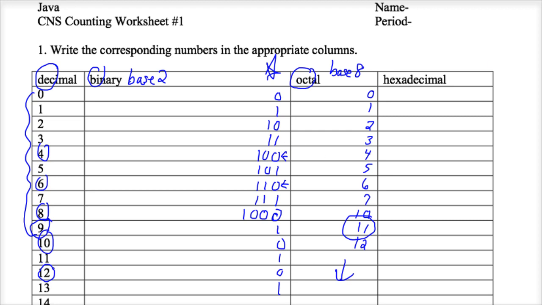Hey, here's another pattern. In the second column coming in from the right, the numbers repeat in groups of 2. 0, 0, 1, 1. 0, 0, 1, 1. 0, 0, 1, 1. 0, 0, and so on.